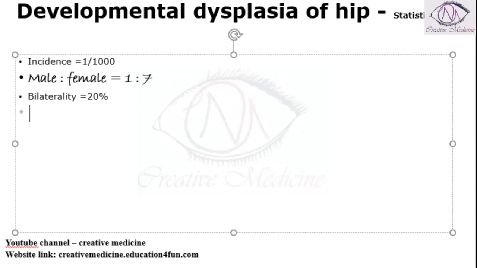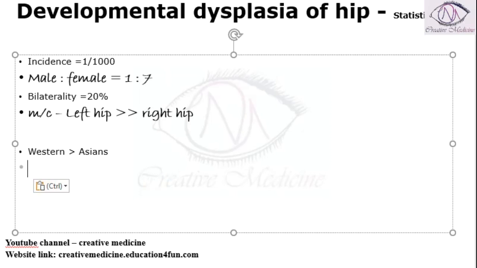It is more commonly associated with the left hip, followed by the right hip. So most commonly developmental dysplasia of hip is seen in the left hip and it is seen mainly in the westerners more commonly than the Asian countries.